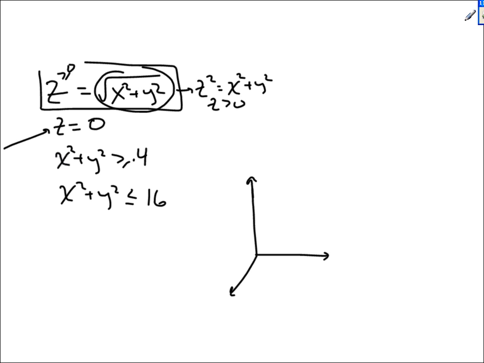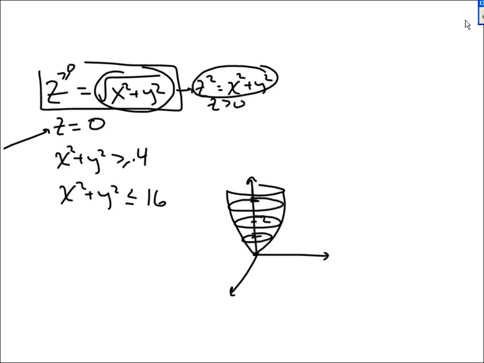Here's the z. When z is 0, you get x squared plus y squared is 0. When z is 1, you get x squared plus y squared is 1, which looks like that. When z is 2, you get x squared plus y squared equals 4, a circle of radius 2. And when z is 3, you get x squared plus y squared is 9. Basically, you're getting this shape. That's what that is.